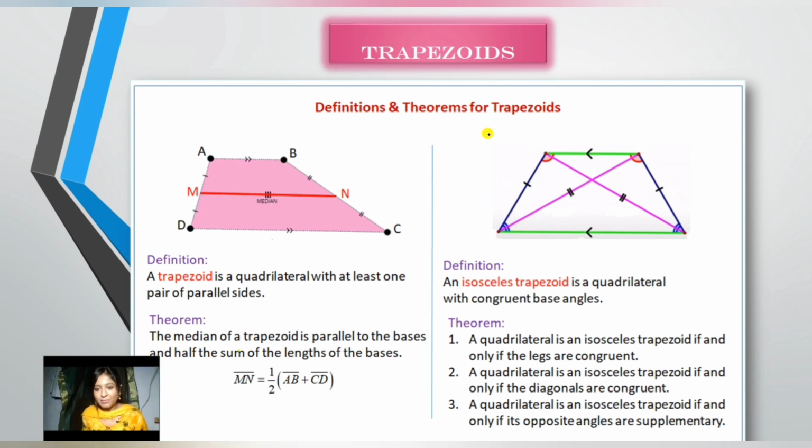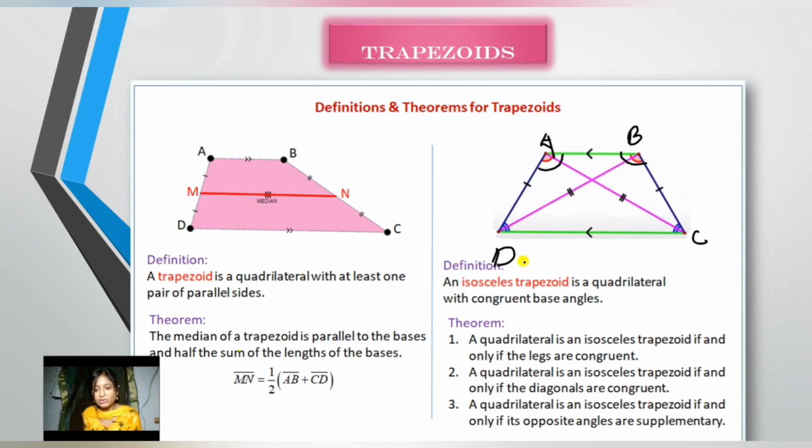We are going to discuss the isosceles trapezoid. What do we mean by isosceles trapezoid? Basically, an isosceles trapezoid is a quadrilateral with congruent base angles, that I have already told you, right? So the base angles will be congruent to each other. Let us take this quadrilateral ABCD. Angle A will be congruent to angle B and angle C will be congruent to angle D. So this type of trapezoid is called an isosceles trapezoid.